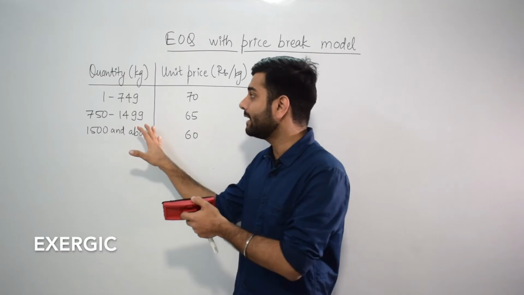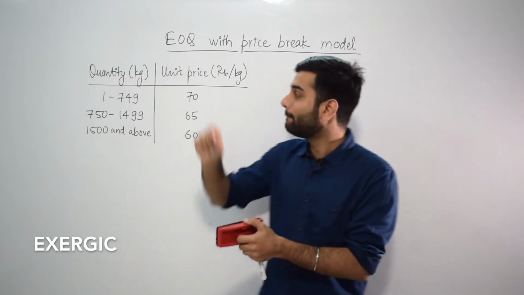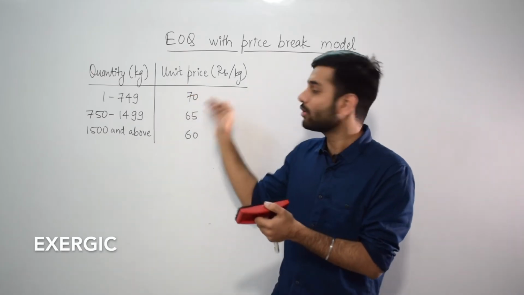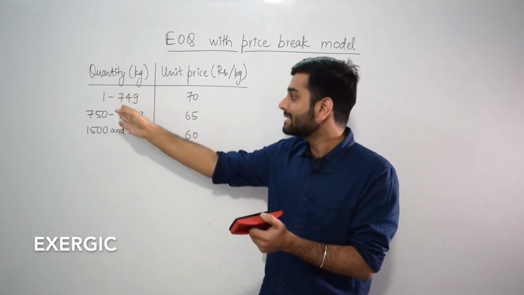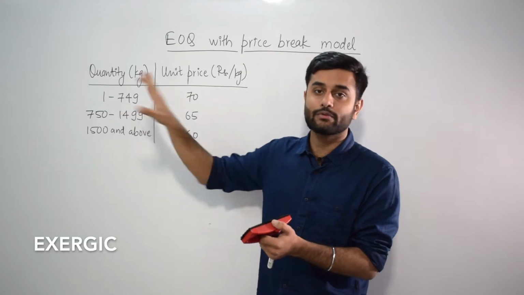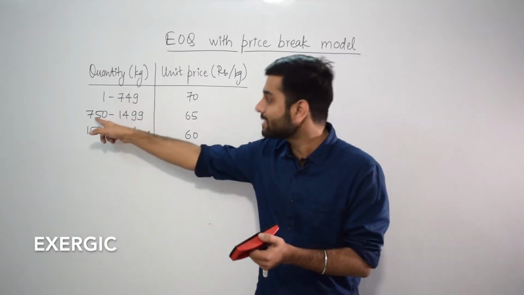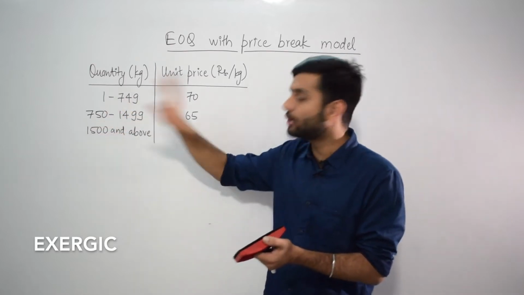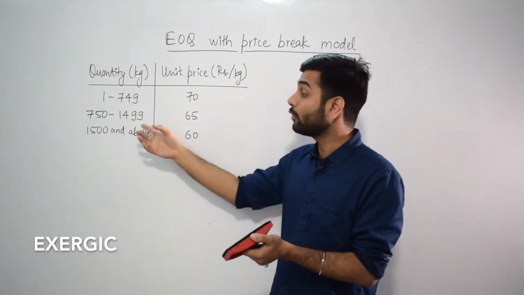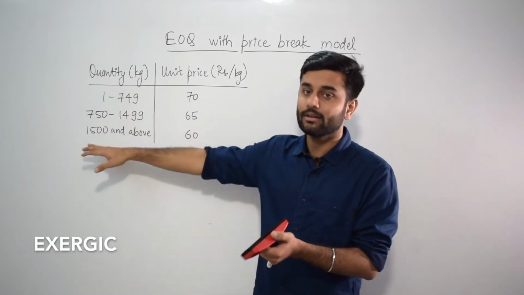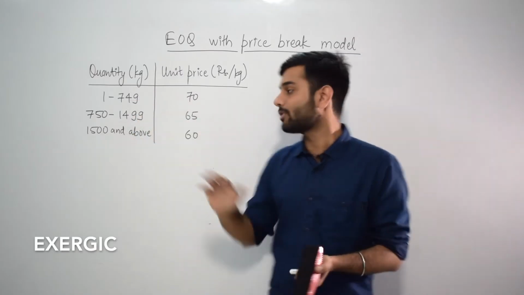And what is it exactly telling you? In a way it is telling you that if you order more, how much per piece or per kg is going to cost you will decrease. You can see here, when you are ordering less than 750 kg, from 1 to 749 kg from the supplier, per kg he is charging you 70. But when you order from 750 to 1499, you are getting this per kg price even lesser. If you order more than 1499, meaning 1500 and above, you are getting an even lesser price of 60 per kg.